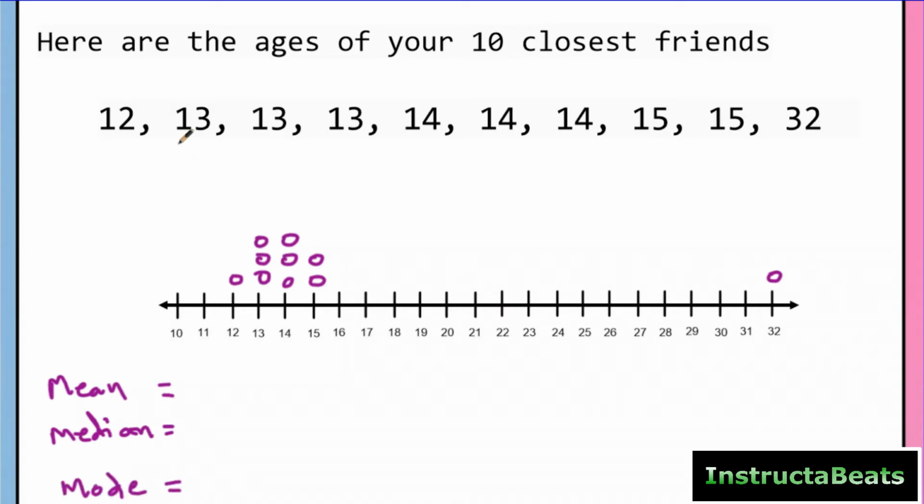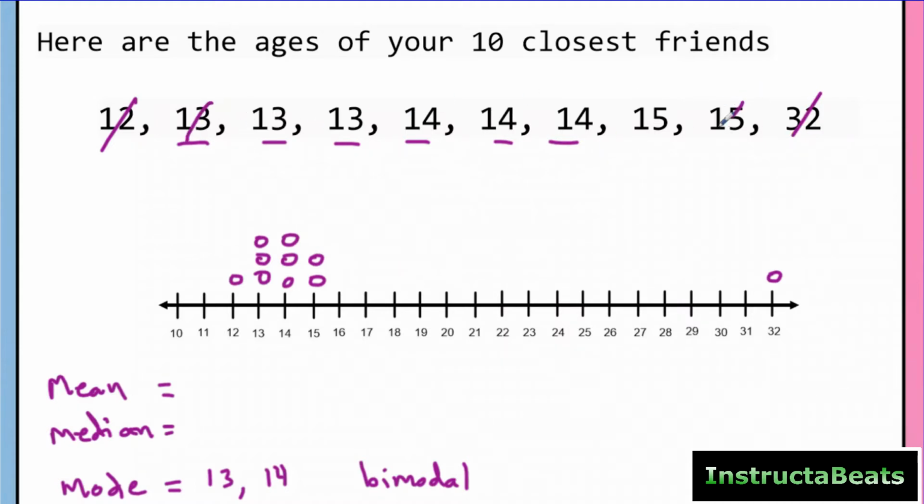We actually have a bimodal set of data here because 13 and 14 are both seen 3 times, right? So they're both going to be our modes. So we have 13 and 14, and again, that means that this is going to be a bimodal set of data. Our median, if we cross them out, so if I cross out 12 and then 32, if you notice these are already ordered from least to greatest.